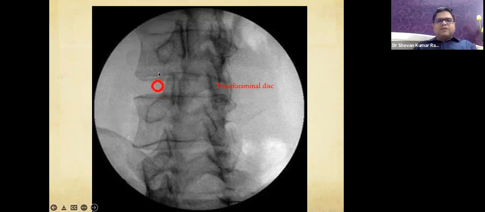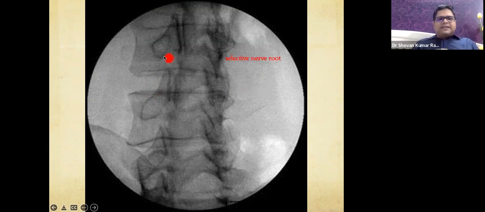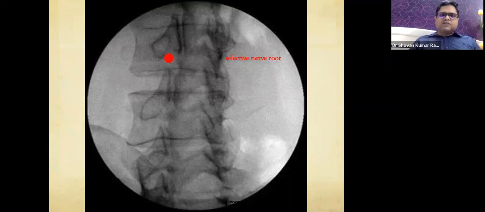Now this is the position of the transforaminal disc approach, just in front of the superior articular process. Your needle position should be this if you want to enter into the disc. Now at the 6 o'clock position, just below the pedicle, is if you want to enter into the foramen, so that you will put a transforaminal or a selective nerve root block, or you can also go for a dorsal root ganglion. RF can be done.